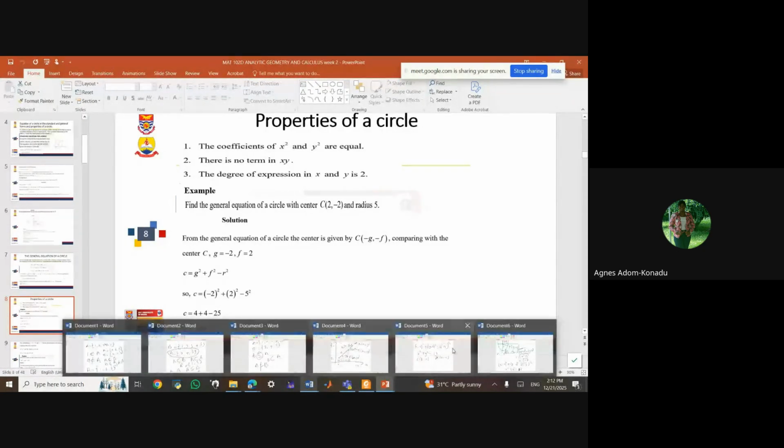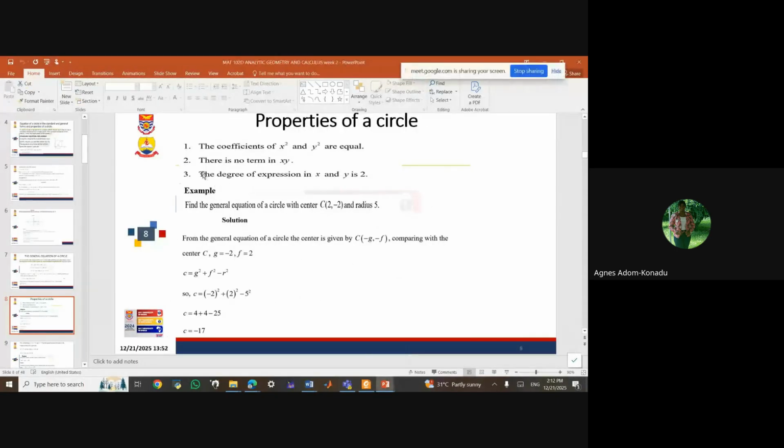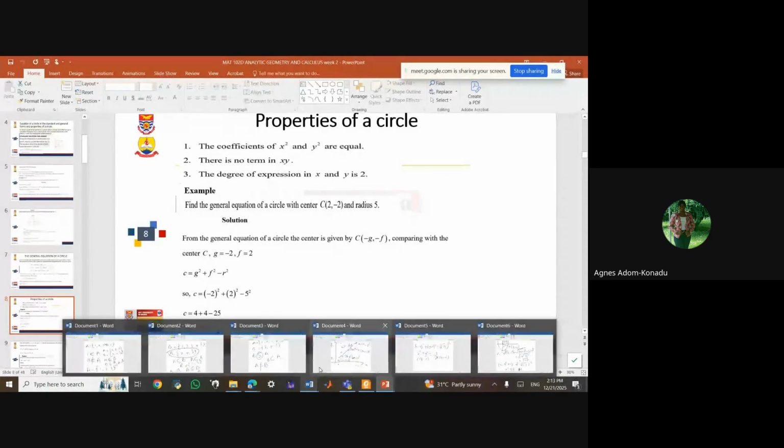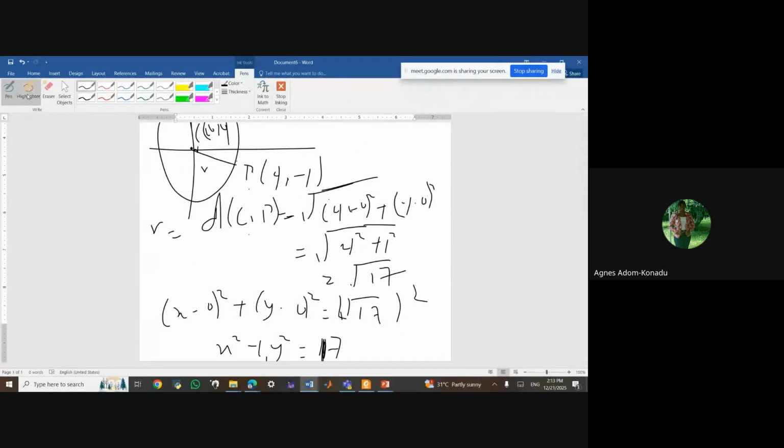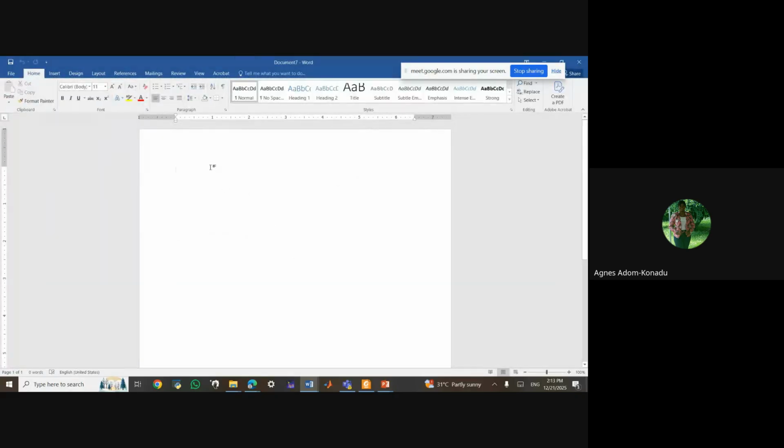So if you see something like this, let me just continue. That is one. The second one says that there is no term in x times y, and the degree of the expression in x and y is 2. So we can have something like this. Okay, so I'm going to write some equations, and then with the properties that you know, you tell me if what I've written is the equation of a circle.